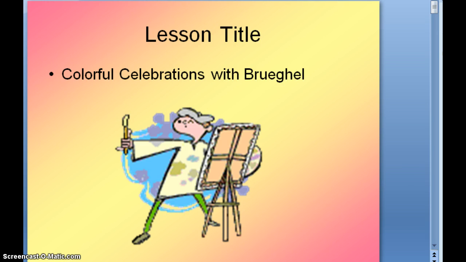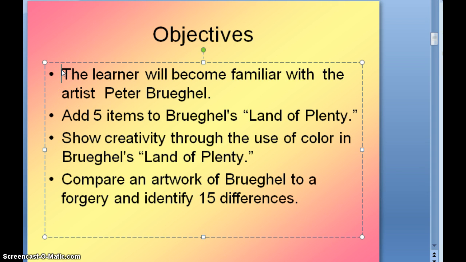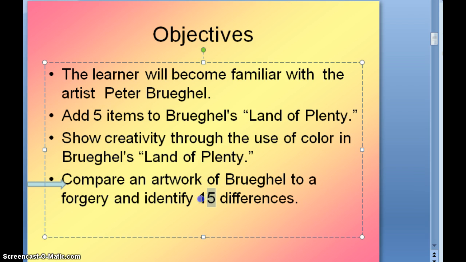Normally we would have an introduction question, but I'm going to go ahead and skip over that since it is an on-demand. Our objectives: the learner will become familiar with the artist Peter Bruegel and compare an artwork of Bruegel to a forgery, identifying at least 5 differences.